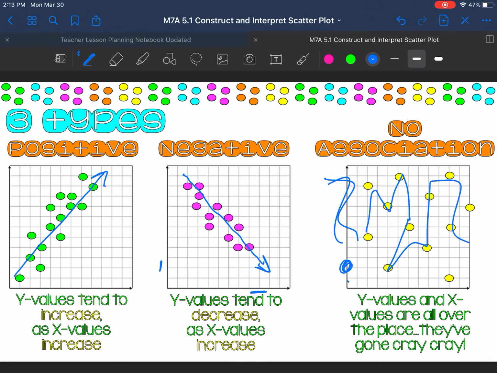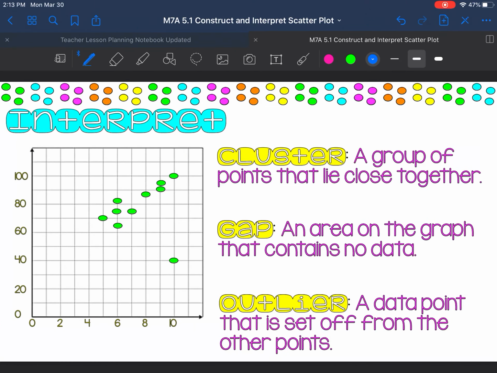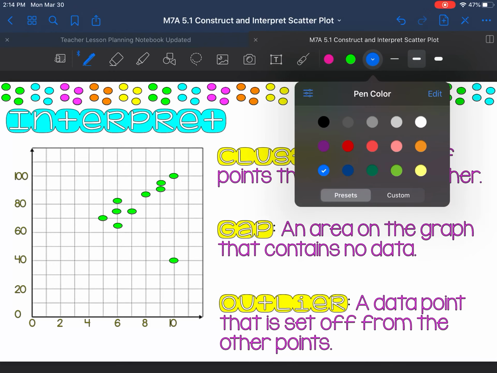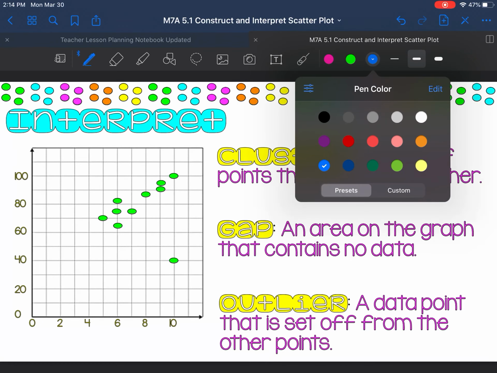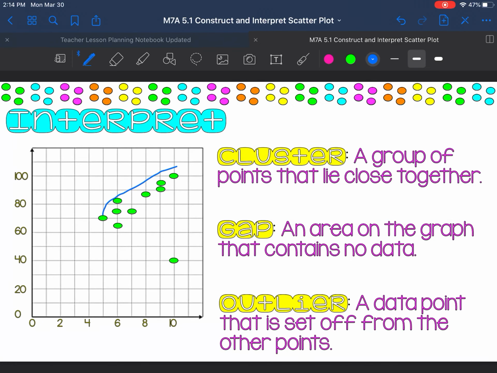So now that we've talked about that, let's talk about 3 different types of dots that we'll find on our scatter dot plots. That's a lot of words right there. So the first thing we're going to look at is what they call a cluster. A cluster is a group of dots or points that lie close together. So we can see an example of that cluster right there. They're all kind of relatively close.